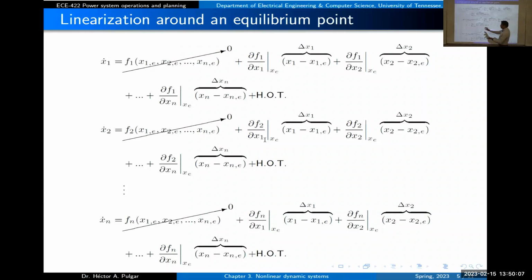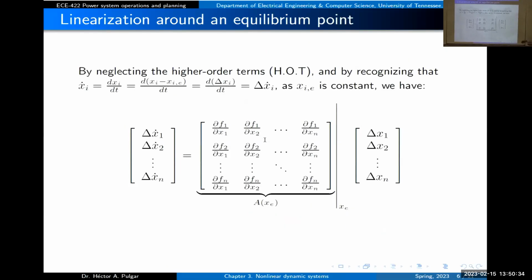And something that I didn't mention: because we're linearizing the functions around the equilibrium point, when you evaluate each of these functions, f1, the derivative of x1, at the equilibrium point, this will be 0. The same thing for the second derivative and the last derivative. By neglecting the higher order terms, we obtain this linear representation, and we will have this matrix. If we calculate the eigenvalues of this matrix for all the equilibrium points, we can have an idea of how the system will behave.